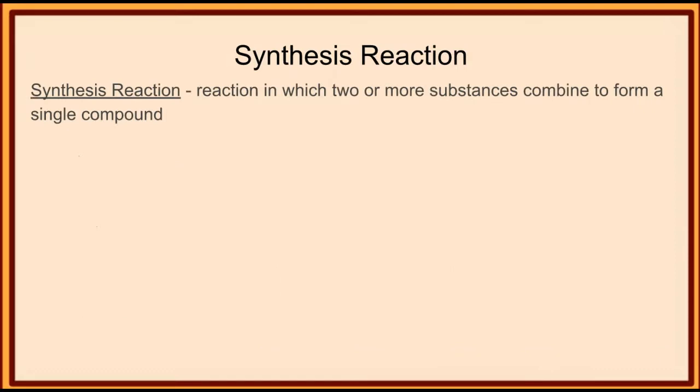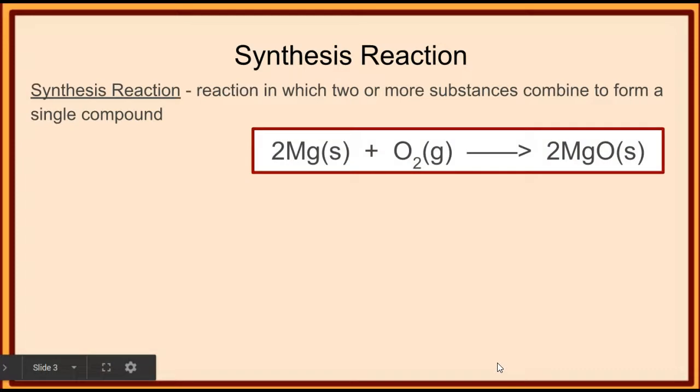In a synthesis reaction, two or more substances combine to form a single compound. Here's an example of an equation of a synthesis reaction. In this equation, solid magnesium combines with oxygen gas to form solid magnesium oxide.